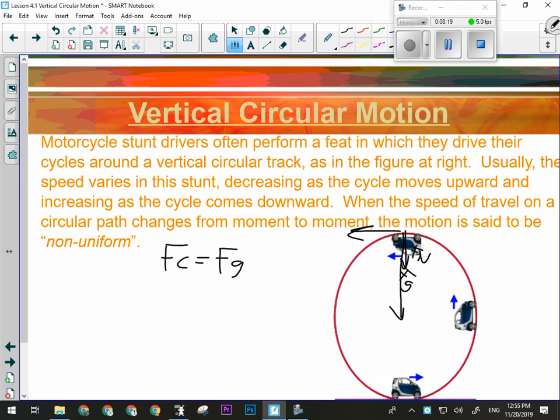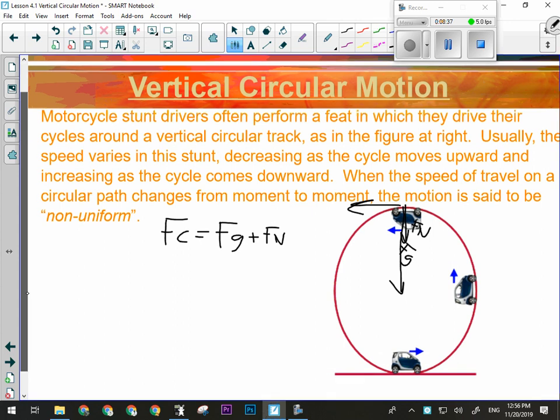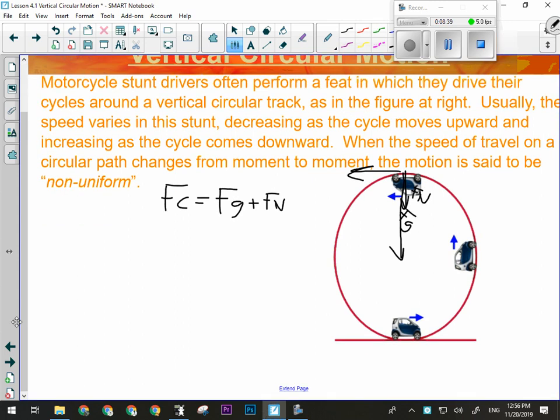So I go back to this formula, I say Fc equals forces in minus forces out. There still aren't any forces out, but now there's two forces acting in. Everybody all right with that? So those are the two forces that could be present at the top of the circle. What forces might be present at the bottom?